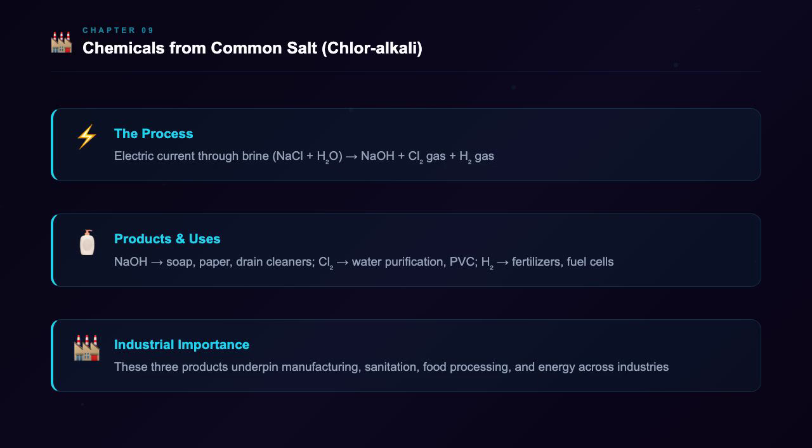Sodium hydroxide is used in manufacturing soap, paper, and textiles, as well as in drain cleaners and food processing. Chlorine gas is used in water purification and producing PVC plastics and insecticides. Hydrogen gas is used in ammonia synthesis for fertilizer production and as an energy source in fuel cells, and in the food industry for hardening vegetable oils. These products are used in many aspects of daily life.